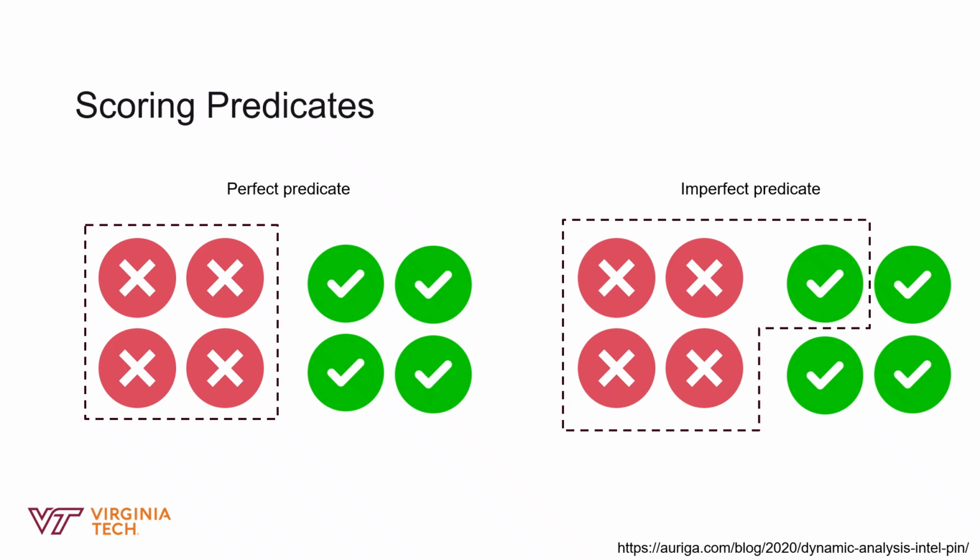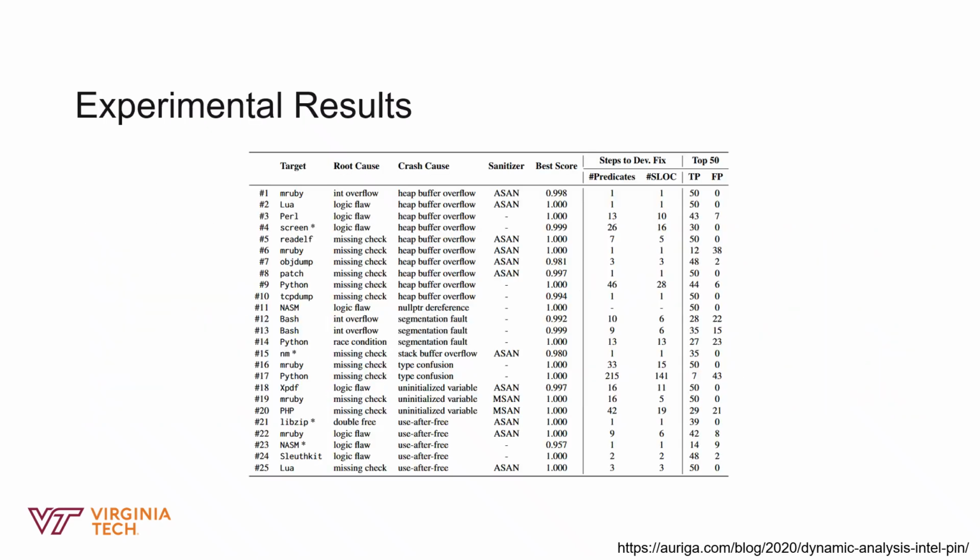And so next we go on to the experimental results. For this paper, Aurora was evaluated on 25 different bugs in various software packages. These are very common software packages such as PHP, Python, Bash, and Ruby, as well as Lua and Perl. And this was evaluated on many different things, for example, the number of predicates as well as the number of lines of source code that each single bug had to have looked at in order to identify the root cause of the crash.